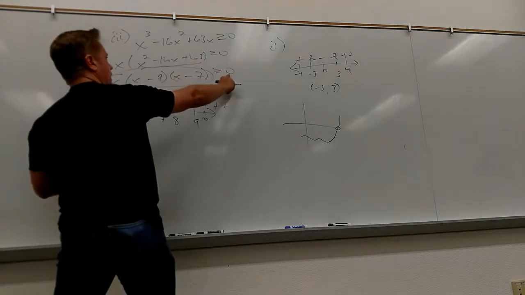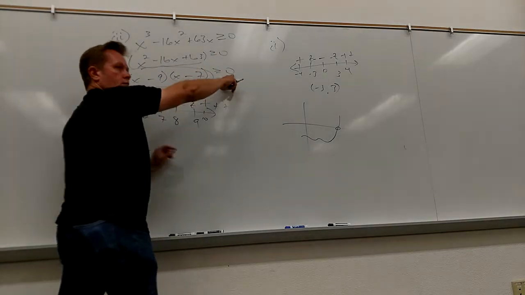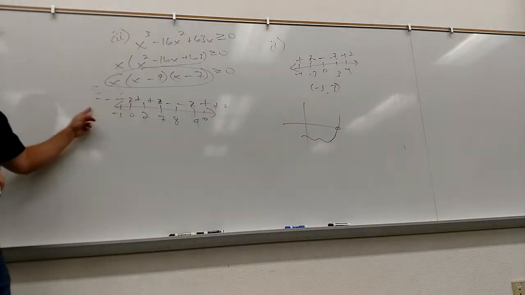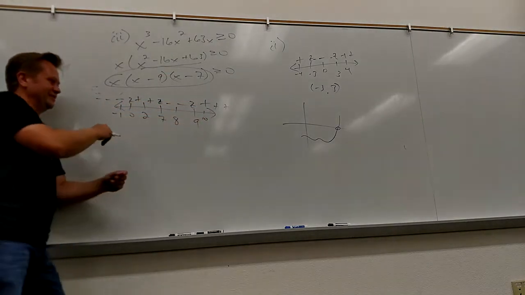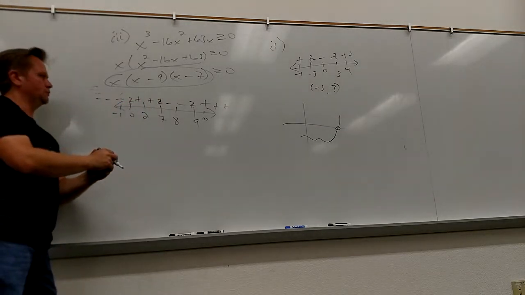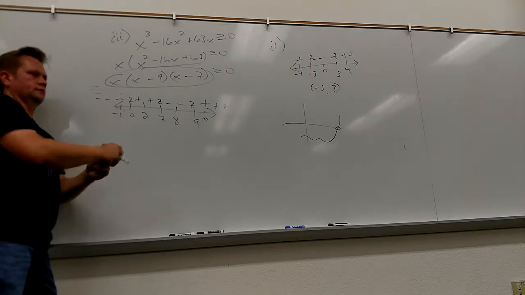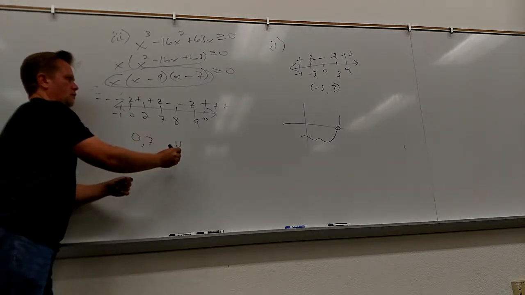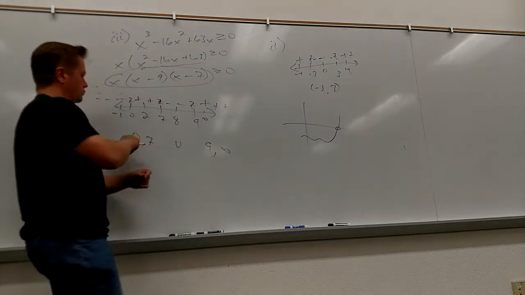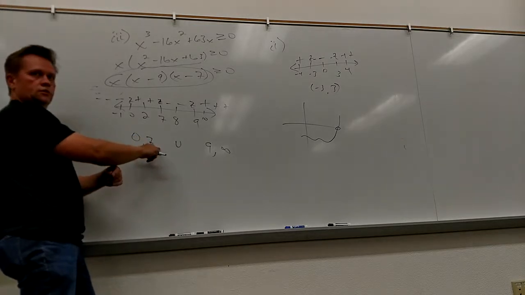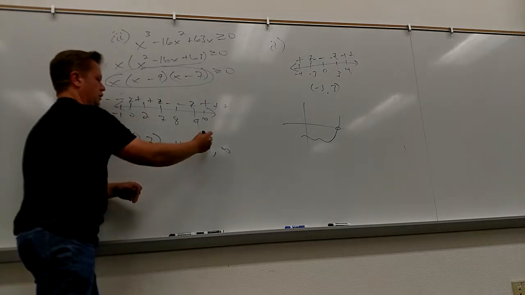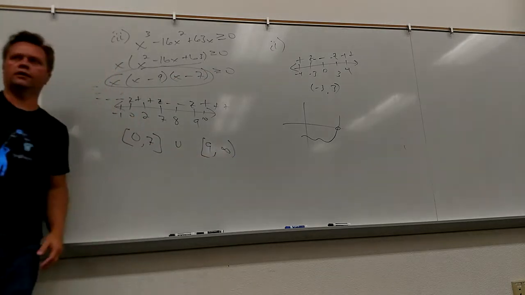Because what's the question really asking? When is this function positive or 0? Well, now I know what it is. Where is it positive? From what to what? Between 0 and 7. And anything above 9. 9 to infinity. And of course, what am I going to put on these? Brackets, because it's allowed to equal 0. And here I'm always going to put a parenthesis on infinity because I can't get there and pick it up.